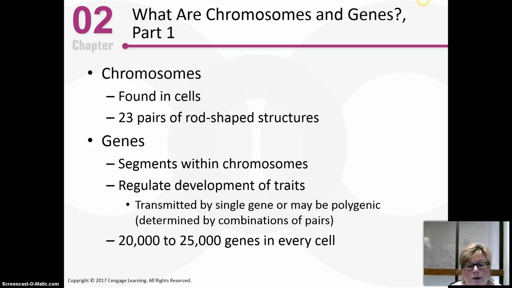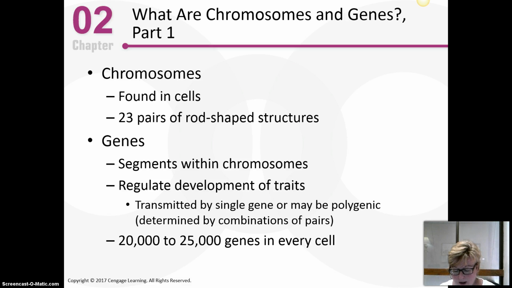Genes are segments within chromosomes. They regulate development of traits, those transmitted by a single gene or may be polygenic, determined by a combination of pairs. And this last item you will see again. There are 20,000 to 25,000 genes in every cell. So the genes are part of chromosomes. The chromosomes are within our cells. So we're breaking it down smaller and smaller.